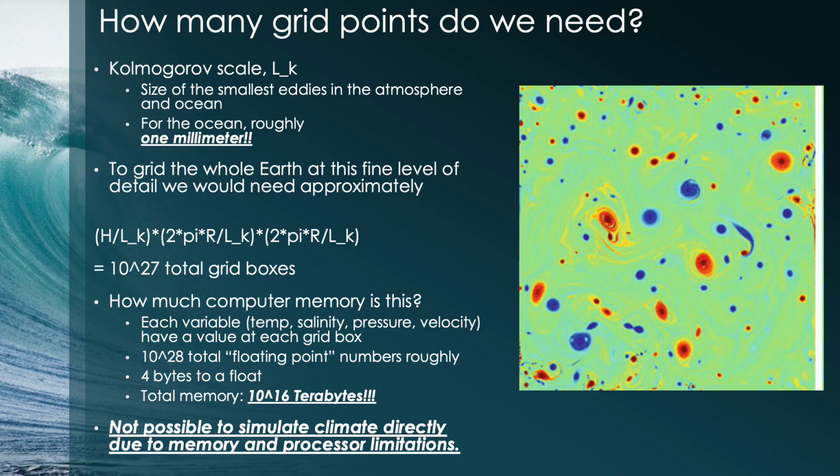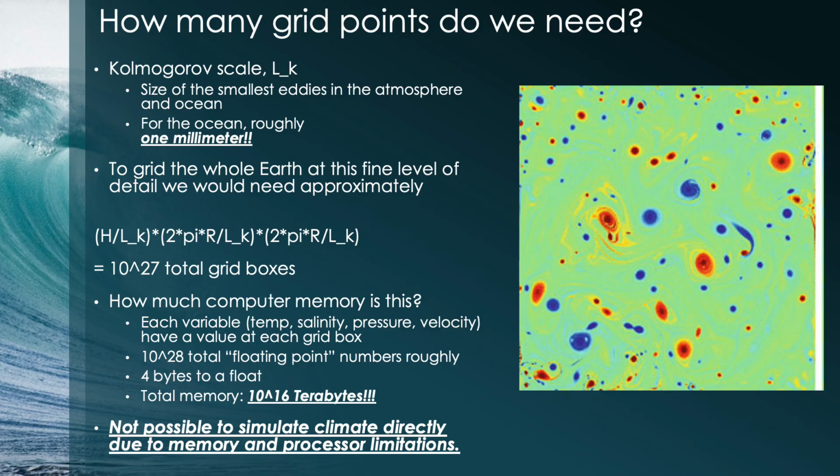You basically need to have grid boxes every 1 millimeter everywhere on Earth, or at least everywhere in the ocean. And so if you do that estimate of how many grid boxes we will need, based on 1 millimeter separating them and the actual size of the Earth, you get 10 to the 27 grid boxes, a huge number. And in each box, we need to have a floating point number, or a real number, for temperature, salinity, pressure, velocity, humidity, etc.